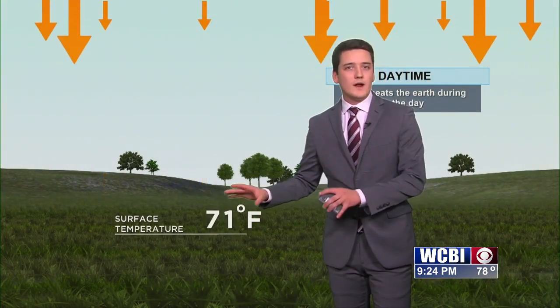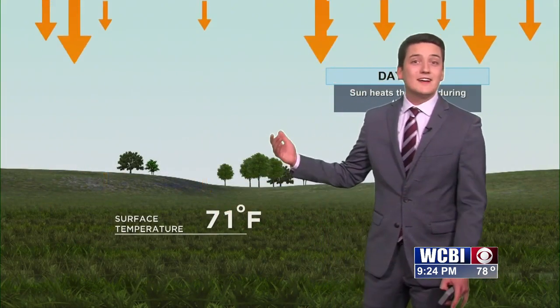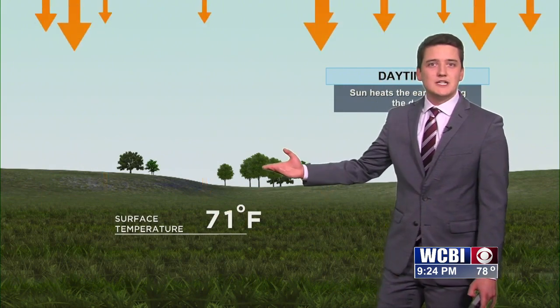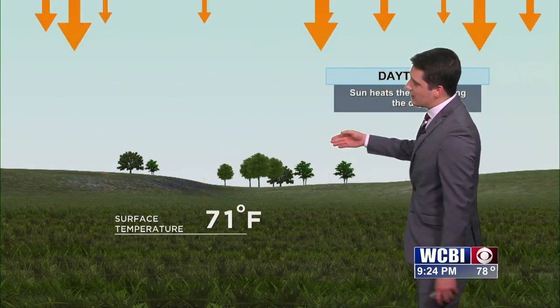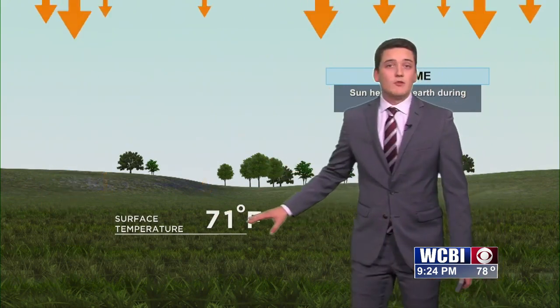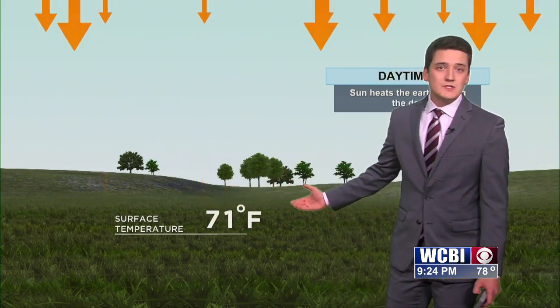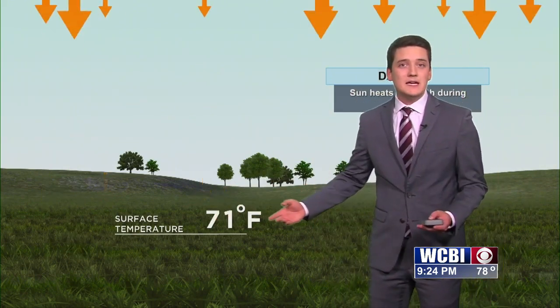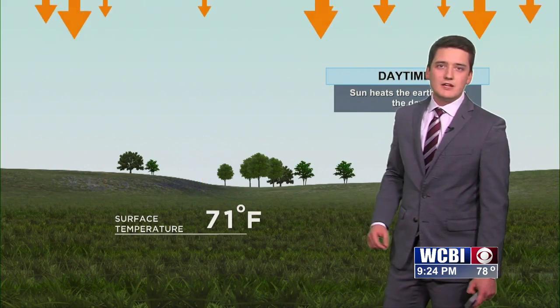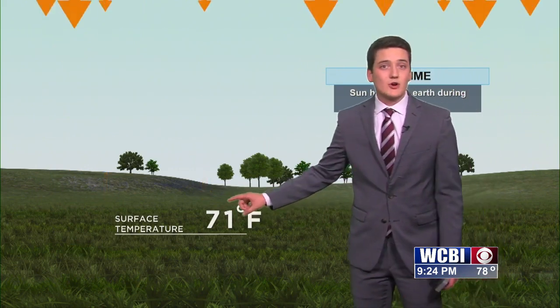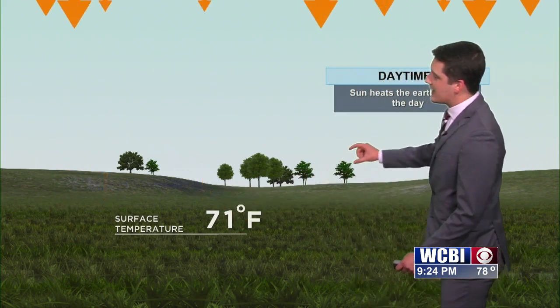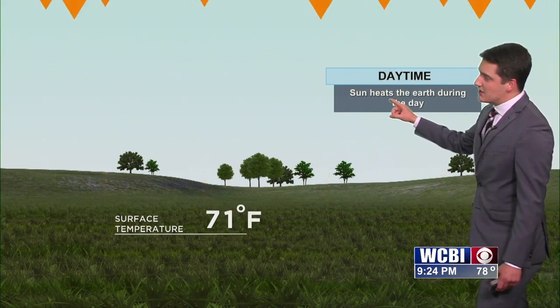We start off in the morning with those cooler temperatures. You know that during the day, the sun radiates energy down into our surface like these yellow arrows are representing. So we go from the morning time to the afternoon time when that heating is at its peak. For example, we reach a high near 71 degrees, the air temperature at the surface. That's what we're feeling outside. And during the daytime, it's all because the sun's radiation, like I mentioned, heats the earth during the day.